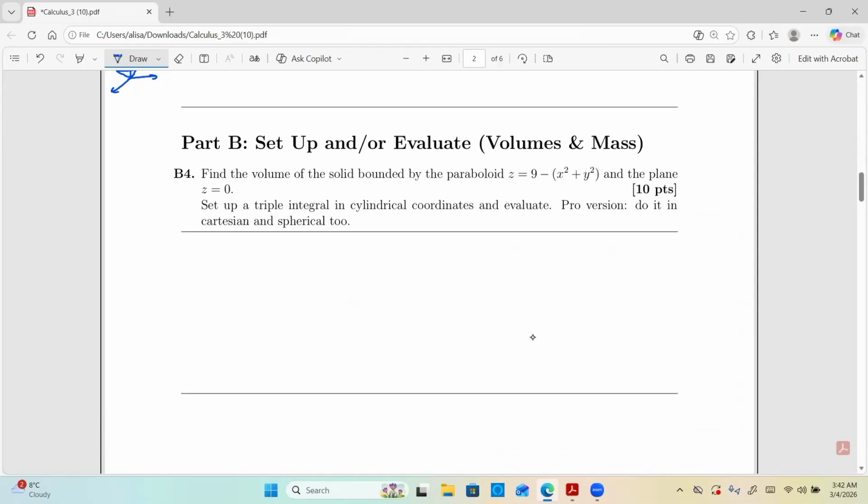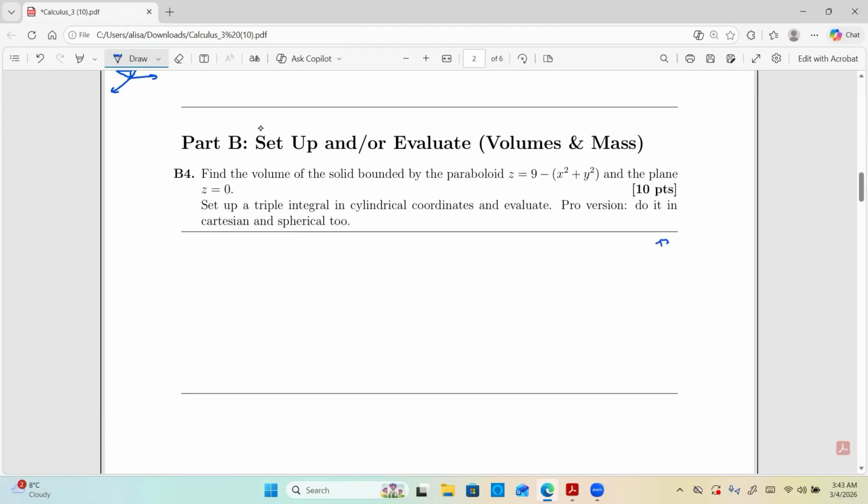So let's find the volume bounded by the paraboloid and the plane z equals 0. You can see that this is a paraboloid because for every z you plug in, you're going to get a circle. There's a particularly interesting z, which is z equals 9, at which you get x squared plus y squared equals 0, and that's going to be the top of the paraboloid. So let's sketch a quick figure here.